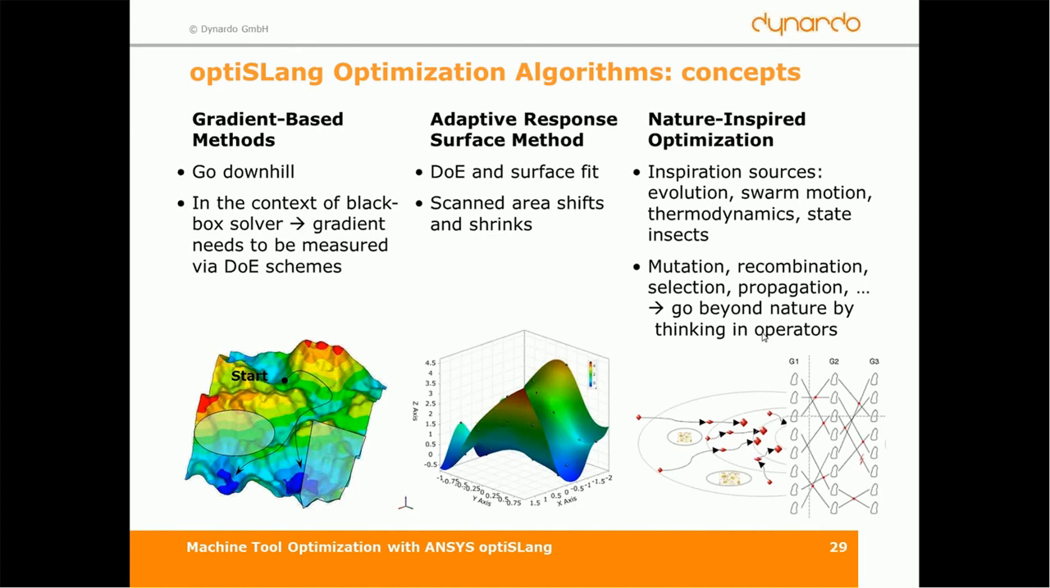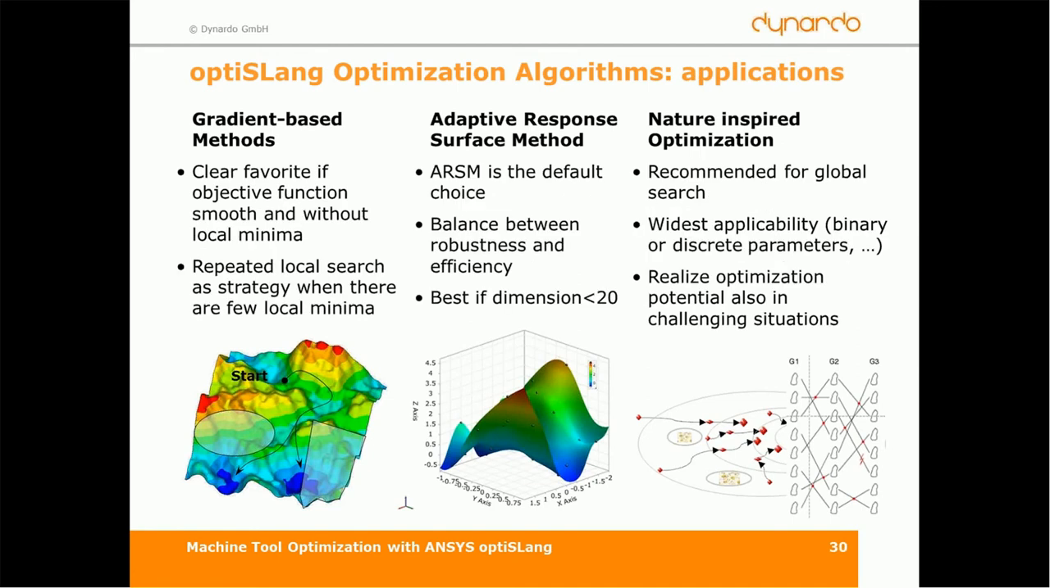We have adaptive response surfaces, which approximate a certain range in the design space and then go down where some improvement is found. And we have so-called nature-inspired optimization, evolutionary algorithms, swarm algorithms, which try to imitate the behavior in nature. What are the applications of these algorithms?